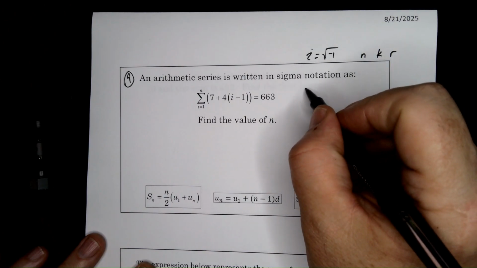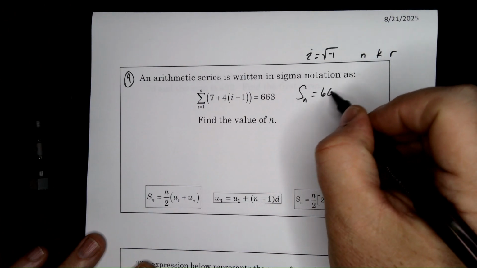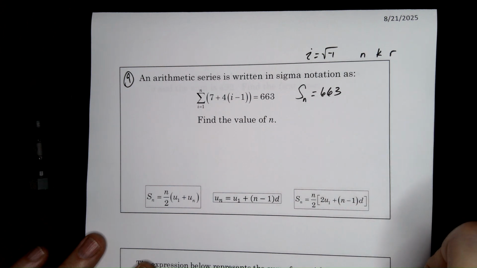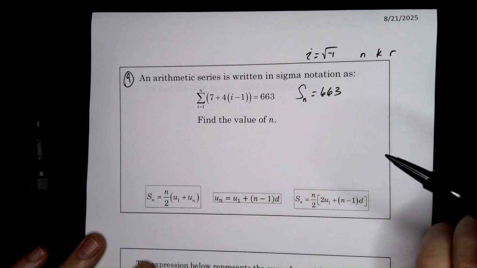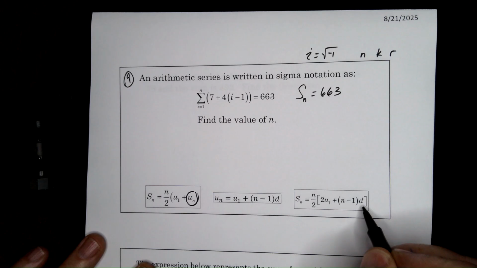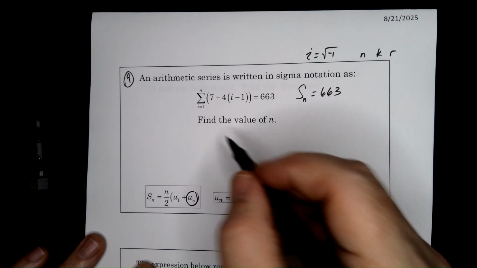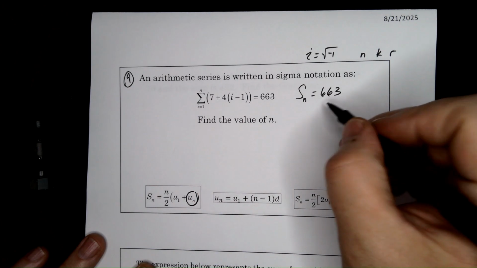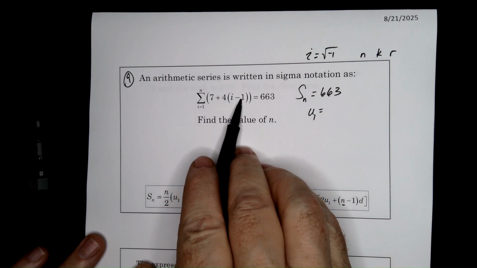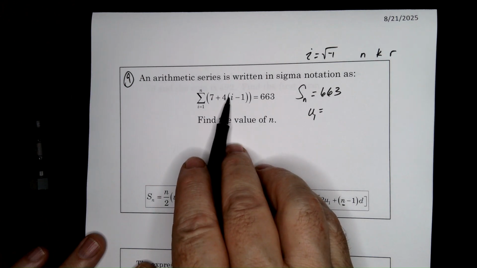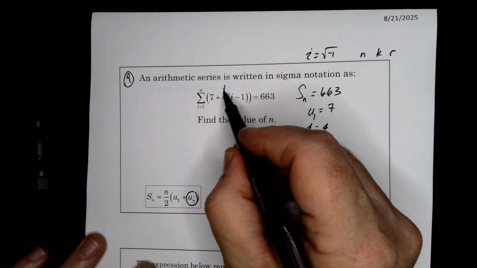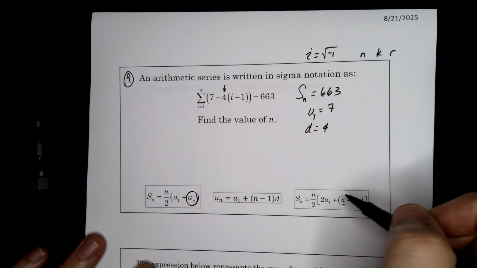So this is what this is really saying. If we translate this, this is saying the sum of the first n terms is 663. All right? So we can use either one of these formulas. Well, we actually can't. We don't know what n is, so we can't really find this one. So we have to use this because we're going to be solving for n. So let's set it up. We need u1, right? So for u1, you just plug in 1 right here. 1 minus 1 is 0. Times 4 is 0. So u1 is 7. You see that? And the difference is 4. That's the difference right there. It's the coefficient, right?